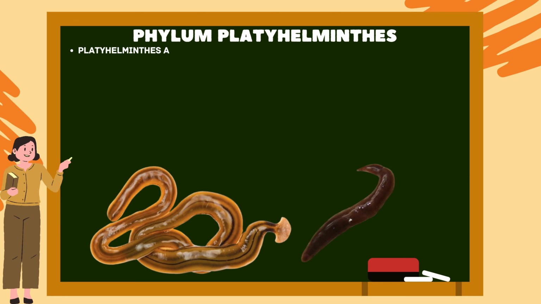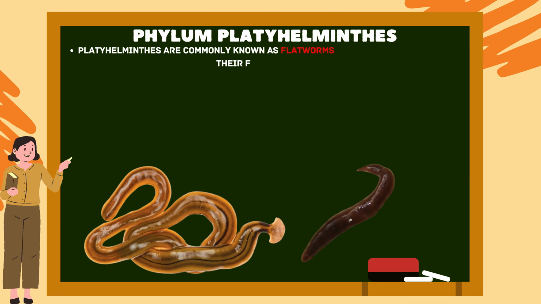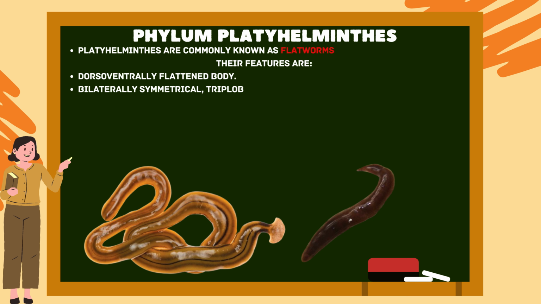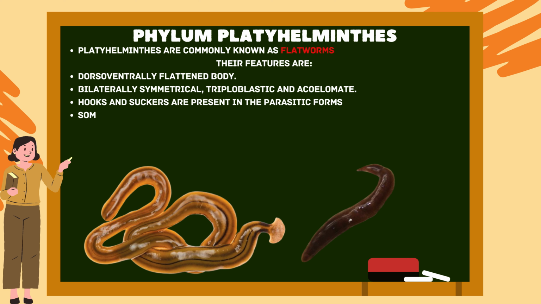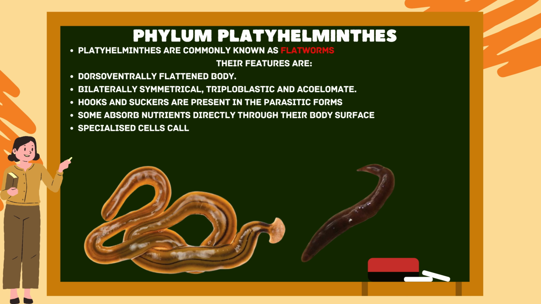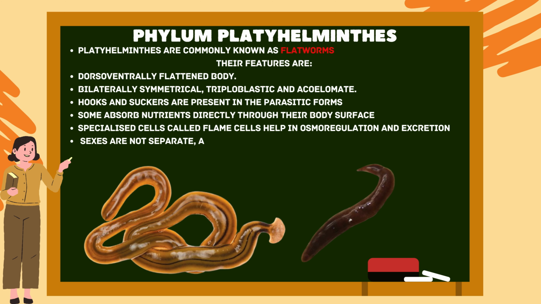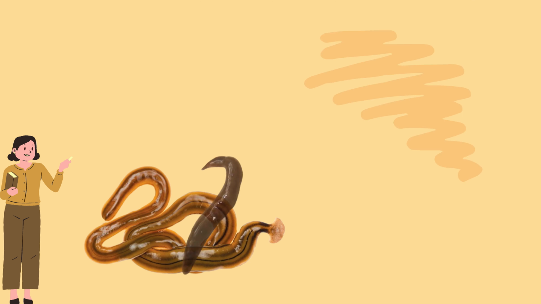Phylum Platyhelminthes. Platyhelminthes are commonly known as flatworms. Their features are a dorsoventrally flattened body, bilaterally symmetrical, triploblastic, and acoelomate. Hooks and suckers are present in parasitic forms. Some absorb nutrients directly through their body surface. Specialized cells called flame cells help in osmoregulation and excretion. Sexes are not separate and fertilization is internal. Development is through many larval stages.